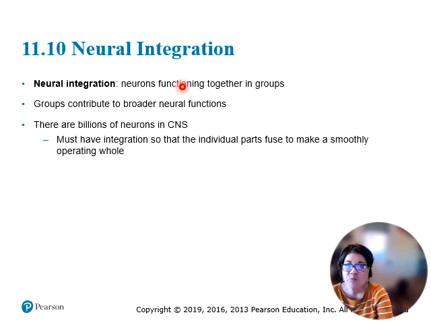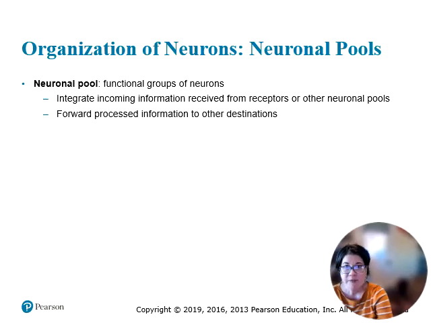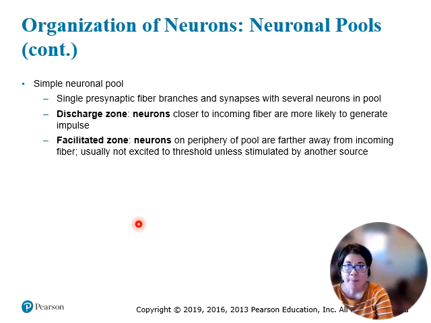Neural integration is when the neurons are functioning together in groups. You have tons of neurons lumped together, like strands of hair, and they work together to do a task. They integrate. A neuronal pool is a whole bunch of functional groups of neurons, so they can work together in that way.